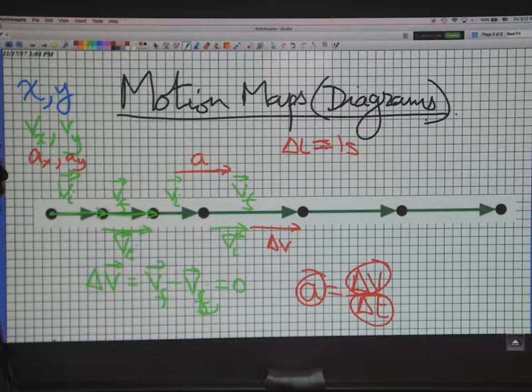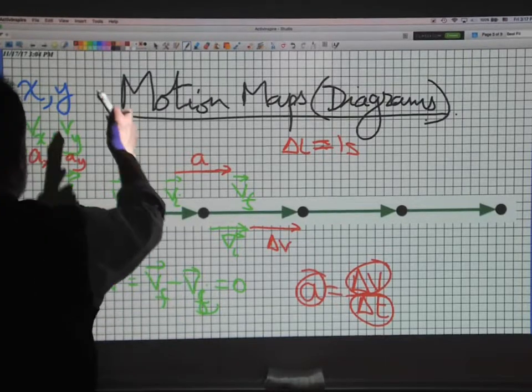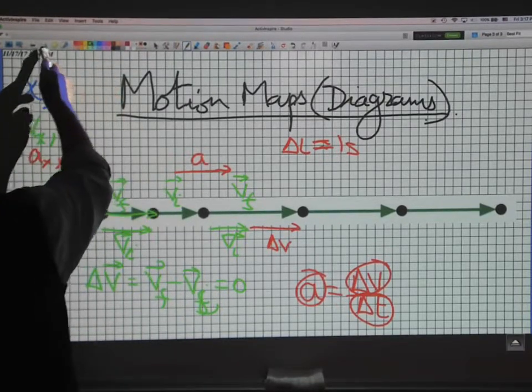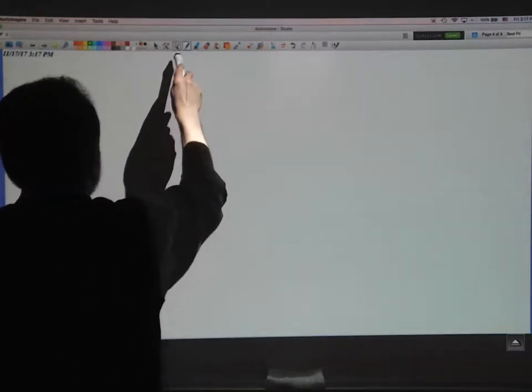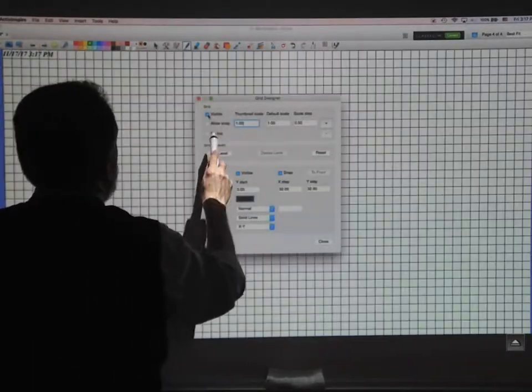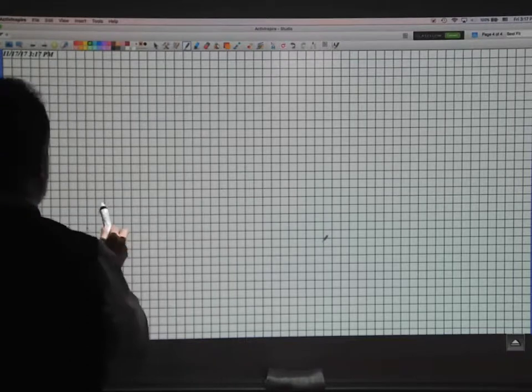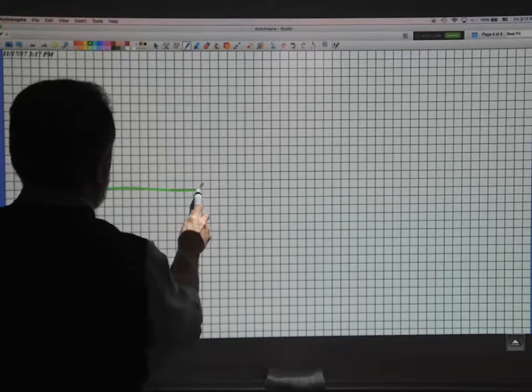Because what if you have a situation where the vector gets smaller? Well, let's do a situation like that. So, how about I do this? Are you ready, my friends? So, let's say, for instance, I have something that starts off, let's say, like this.